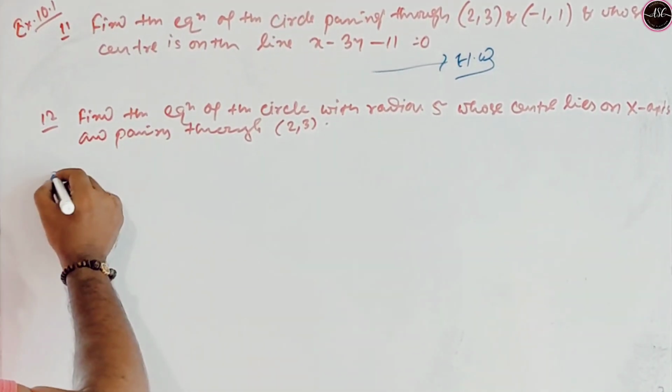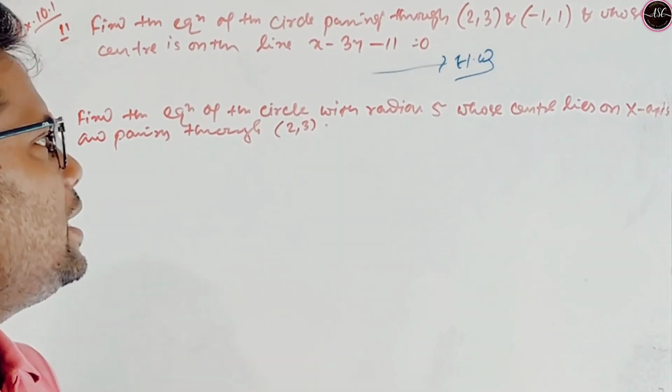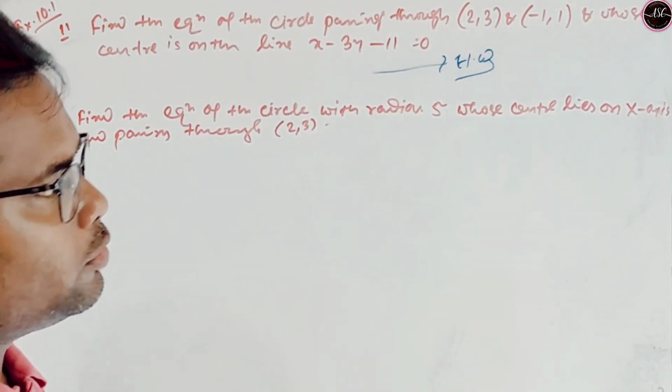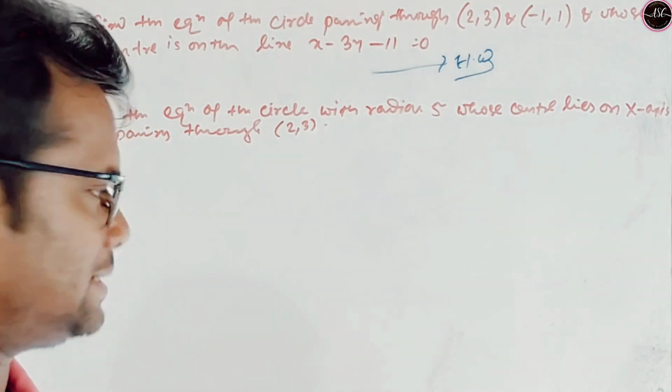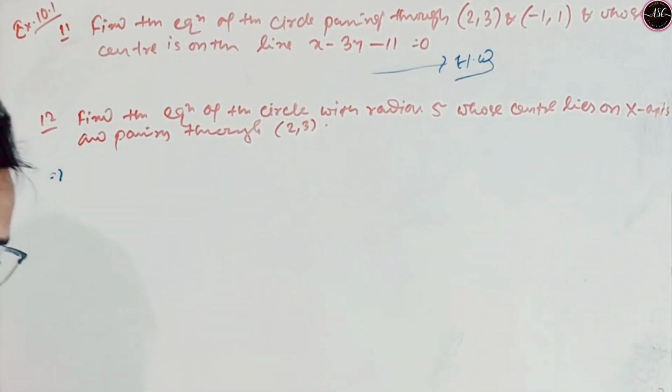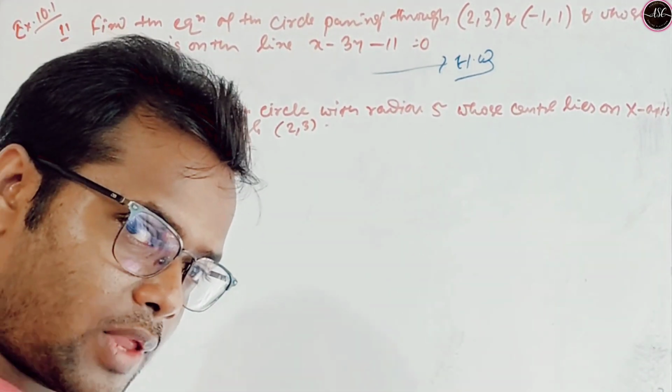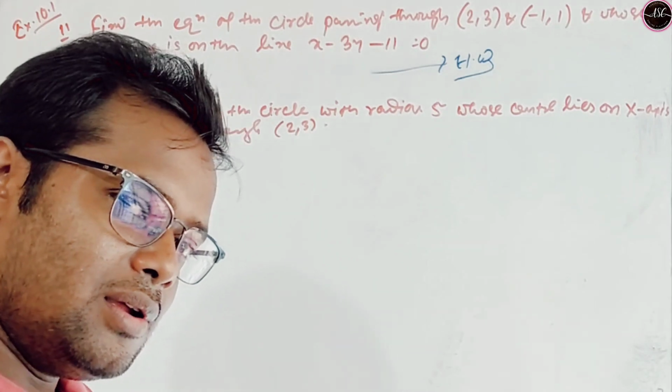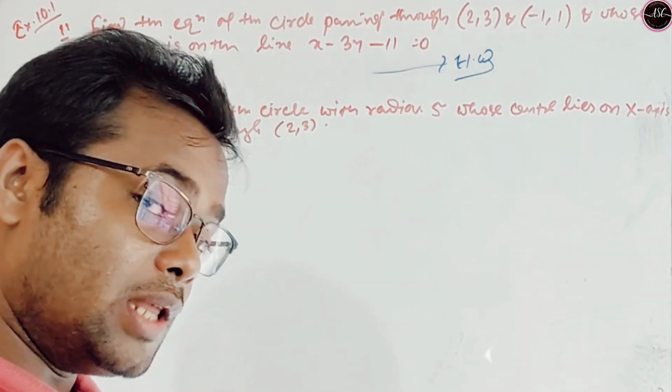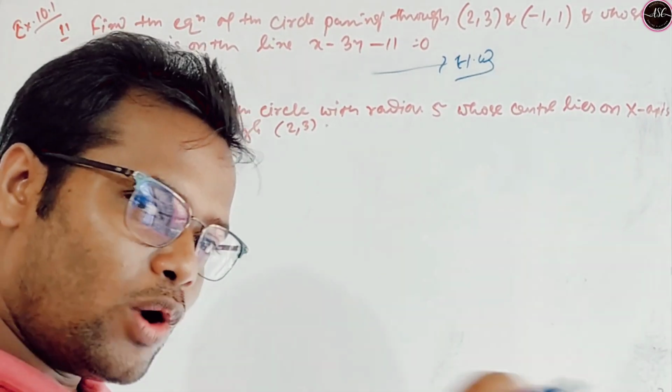Okay. And now look at this question. Find the equation of the circle with radius 5 whose center lies on the x-axis, and passing through (2, 3). So any point that lies on the x-axis, the coordinate of the point will be, the y term will be 0.